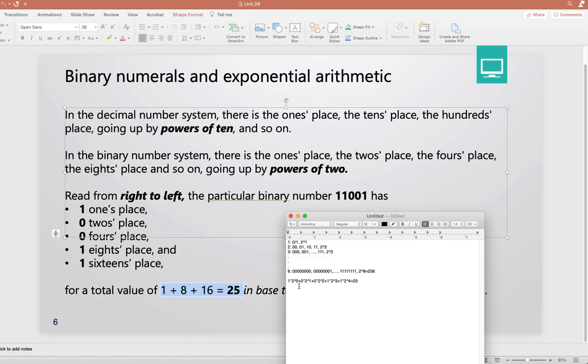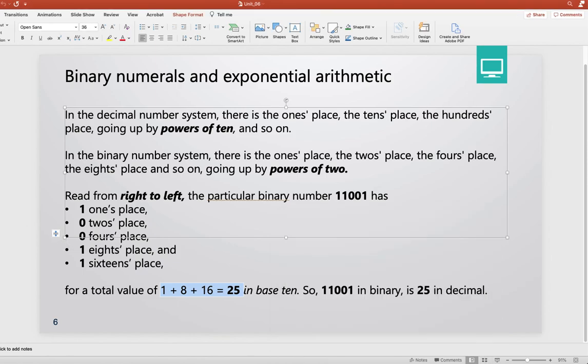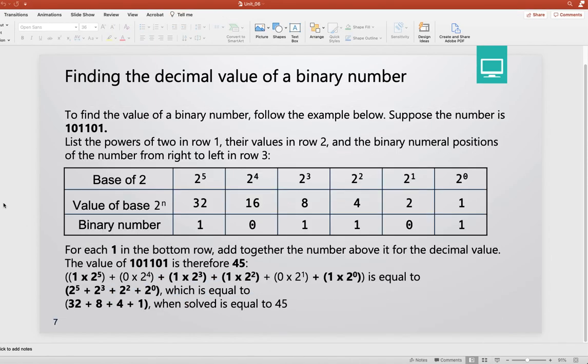Which means this binary number represents 25 in the decimal number system. So here is another example, just like I did. Suppose we have the binary number 101101, and how do we convert this binary number to a decimal number?